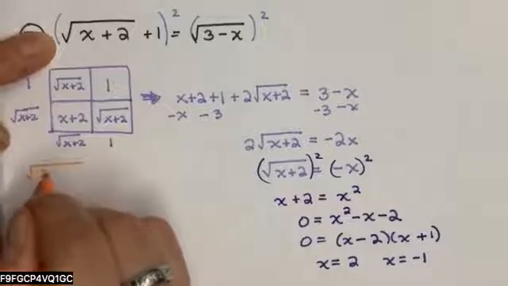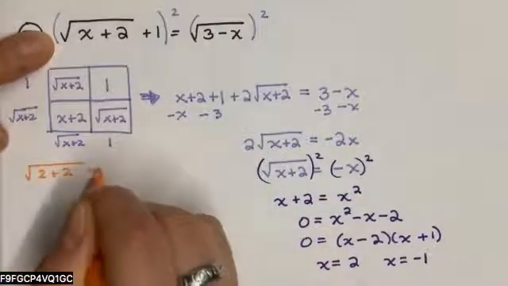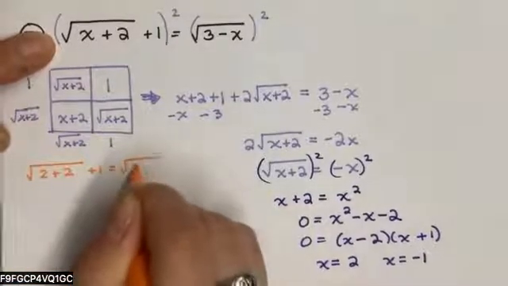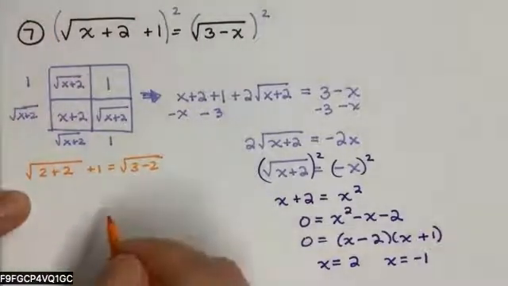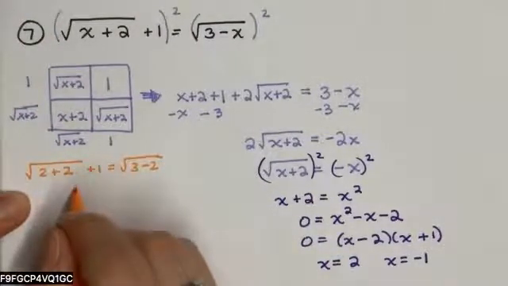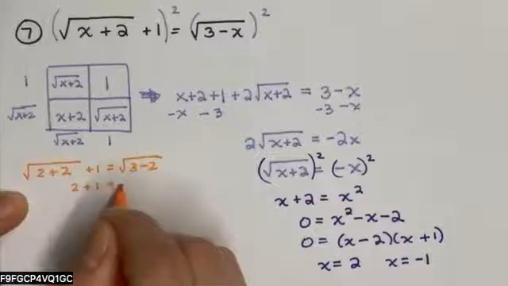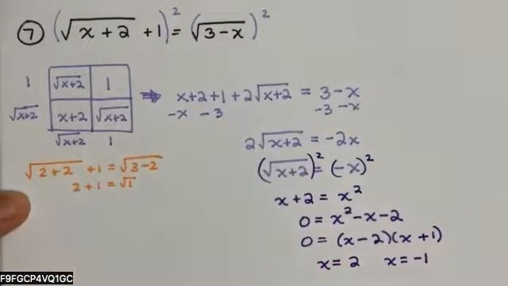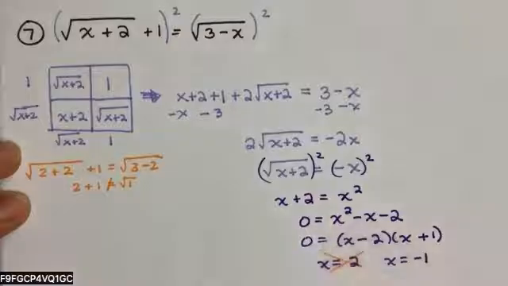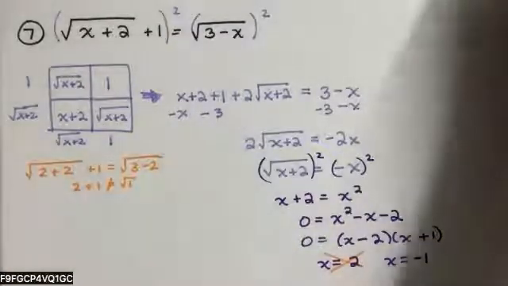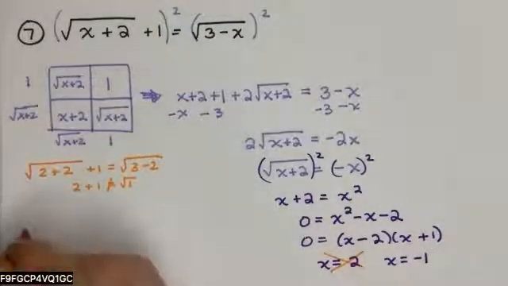So I'll start with positive 2. Two plus 2 is 4. Yes. Square root of 4 is 2. I get 2 plus 1 equals the square root of 1. That is not true. That is not a solution. Let's try the -1.